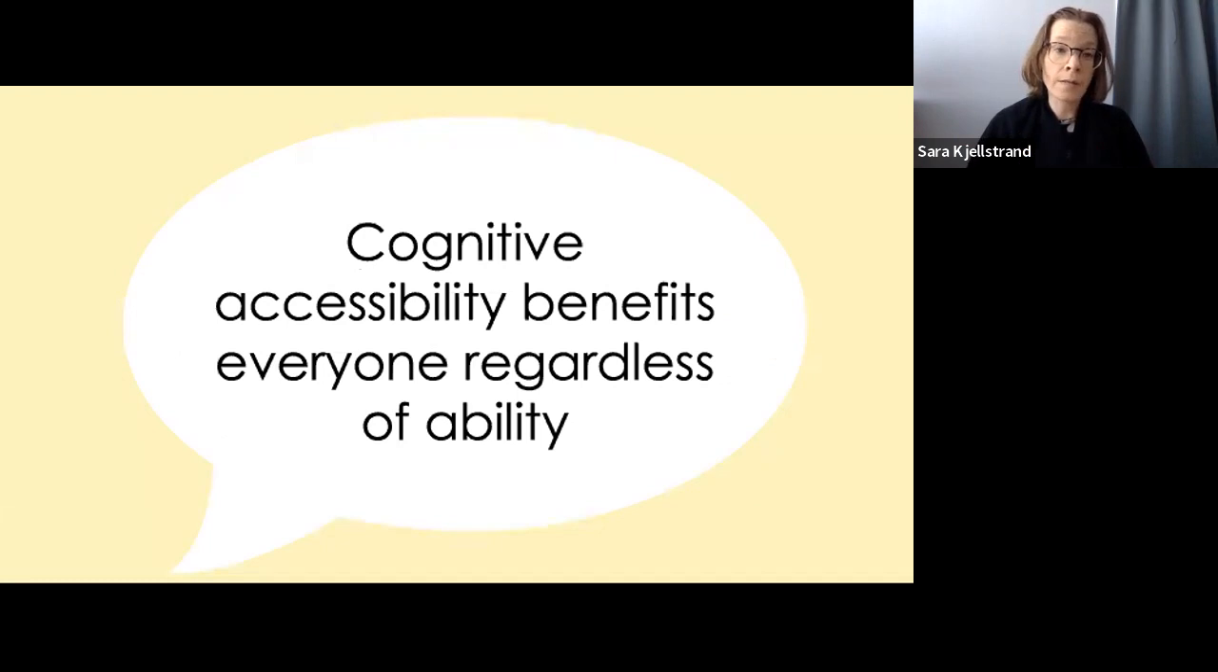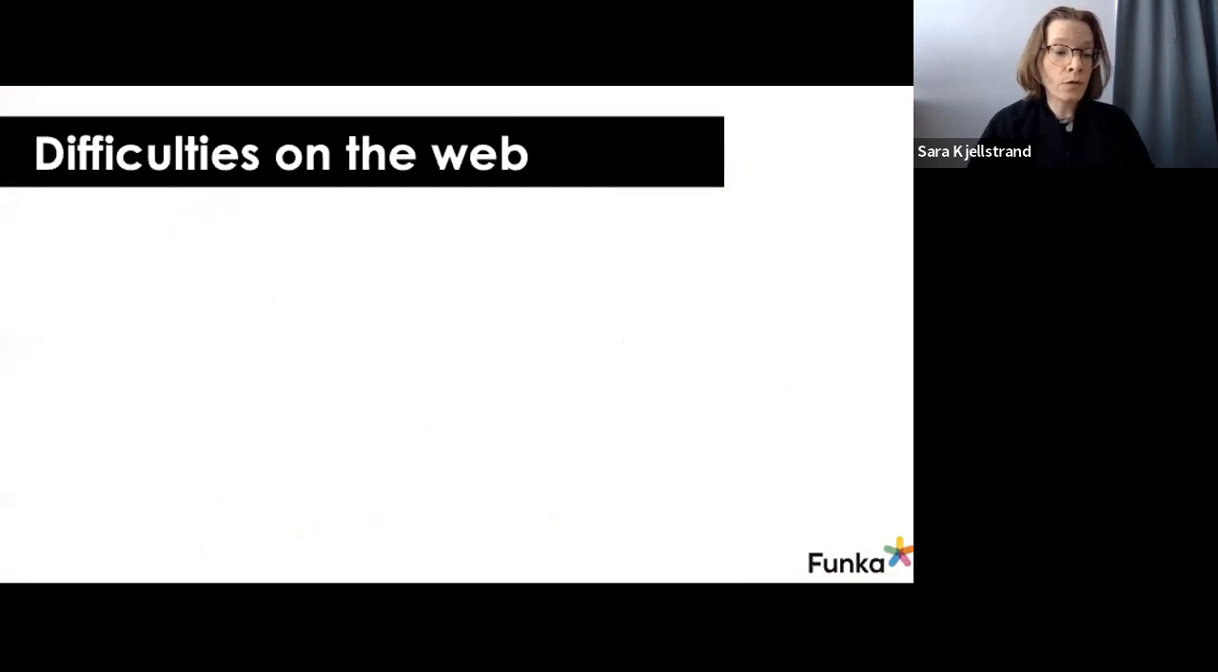And this is also something that we clearly saw in the research that we did for the European Commission recently, together with ICF, where we looked at both the barriers and also the solutions with regards to cognitive accessibility. What we could clearly see here is that many of the barriers are common for a lot of people, and they affect everyone, regardless of the ability. So just to talk about the problems first, and then we get to the solutions.